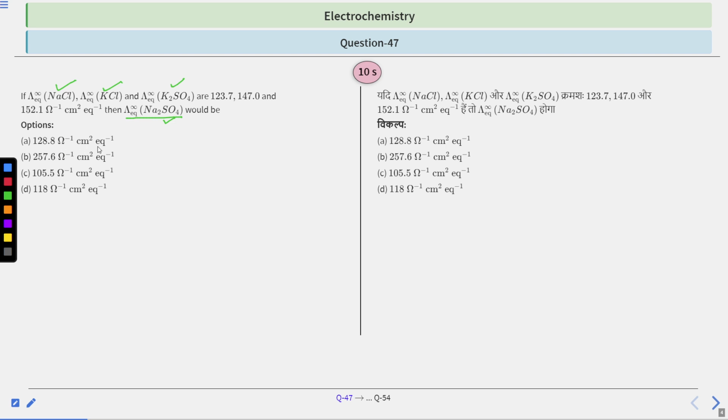128.8 ohm inverse centimeter square equivalent inverse, 257.6 ohm inverse centimeter square equivalent inverse, 105.5 ohm inverse centimeter square equivalent inverse, or 118 ohm inverse centimeter square equivalent inverse. You have 10 seconds to solve this question. After that, we will see the answer.